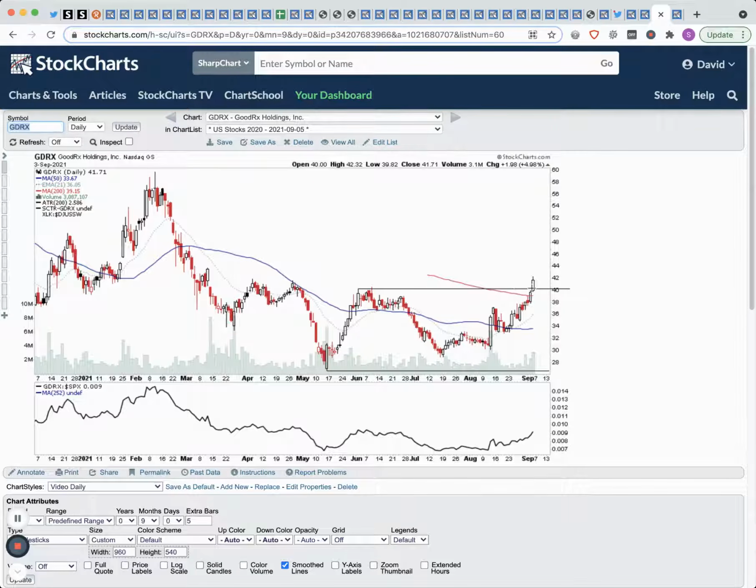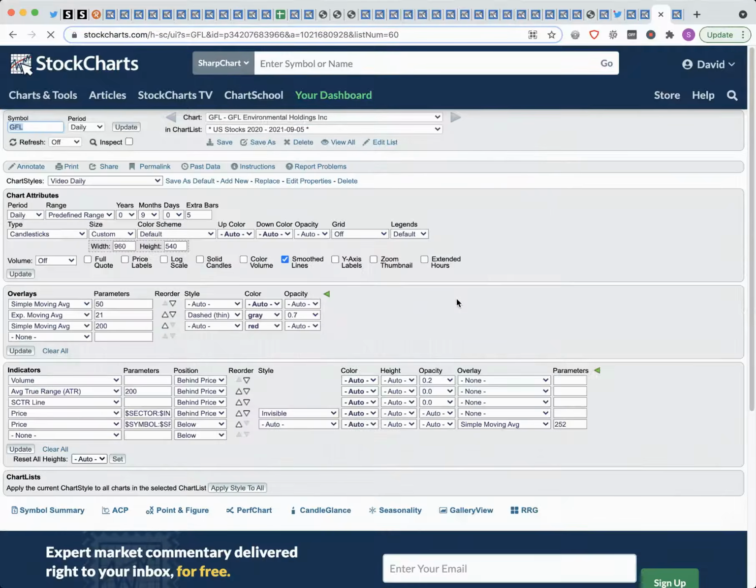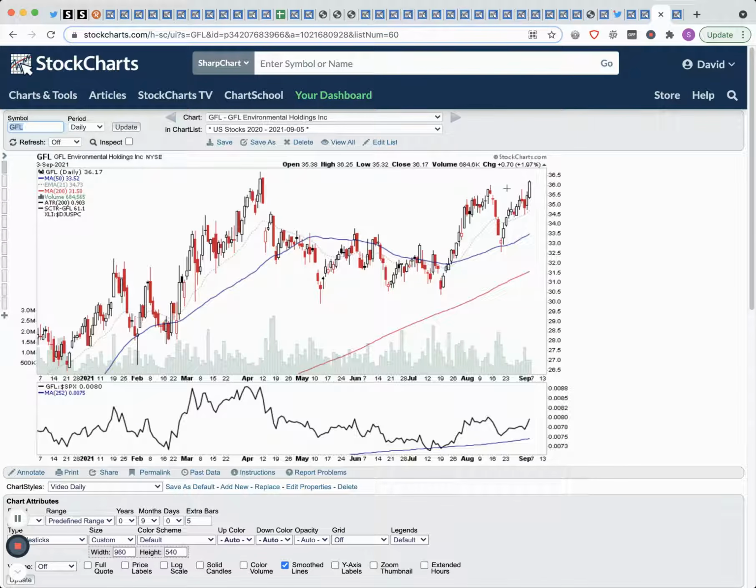GDRX back above its 200-day moving average and out of this lower base, so starting to look a bit more interesting. GFL, a little bit of a cup and handle going on there, so no volume on the breakout on Friday, so might not be ready to go yet, but would be good to see that one tighten up a bit in this sort of area around here.